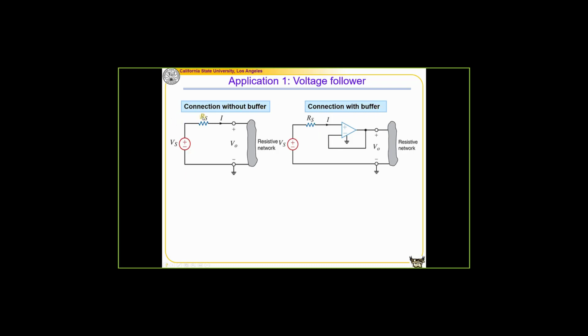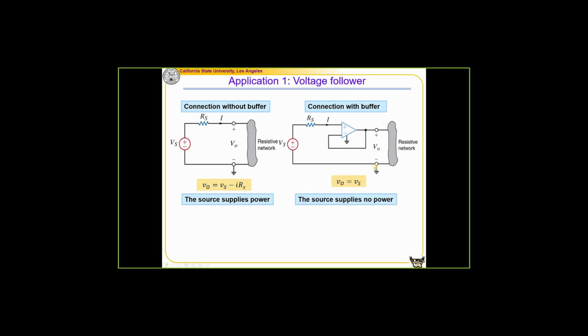So let's compare the two cases. The first case, we connect the signal directly to the resistor network. And the second case is that we put an op-amp in between and connect it to the same resistive network. For the first setup, if we calculate VO, the voltage applied on the resistor network, we know that it will be equal to Vs minus the voltage drop on this resistor Rs. So VO is equal to Vs minus Ra times Rs.